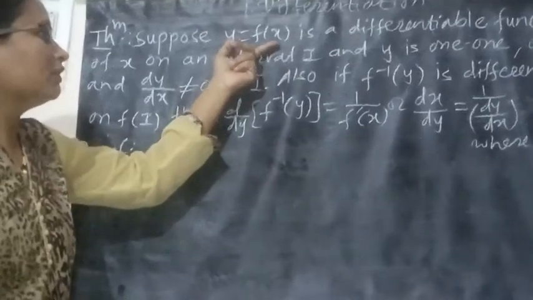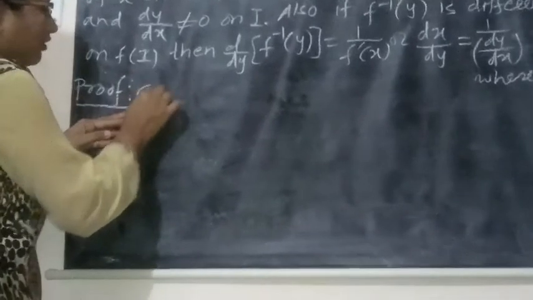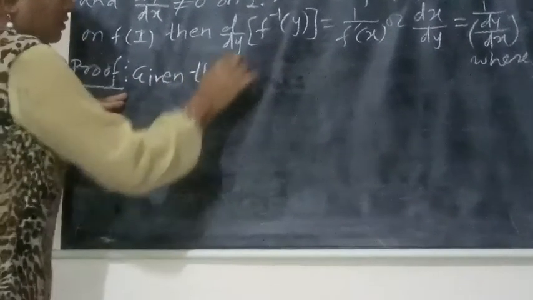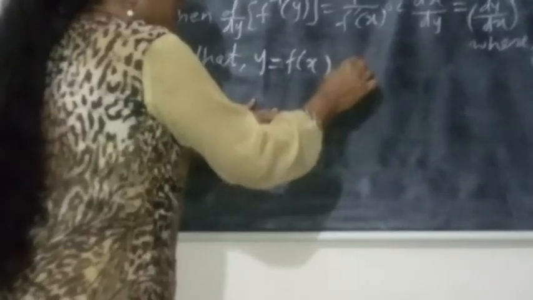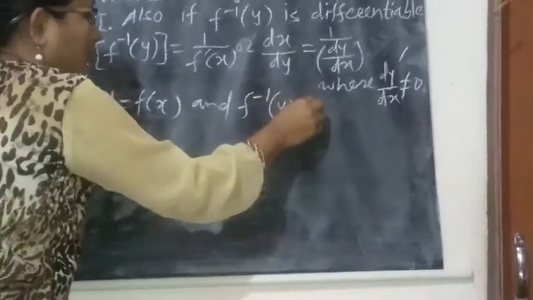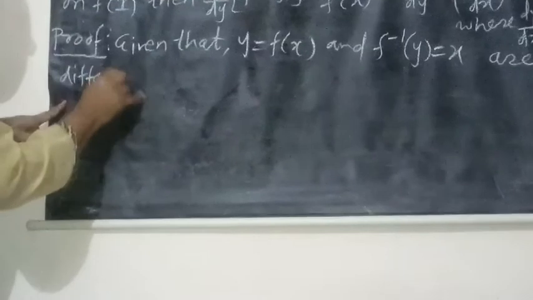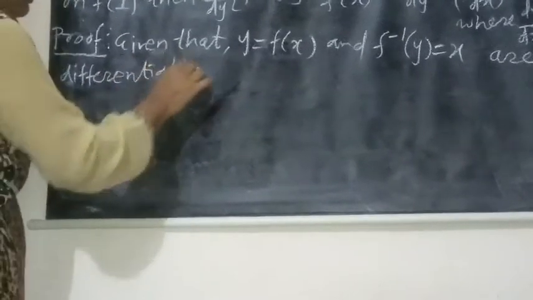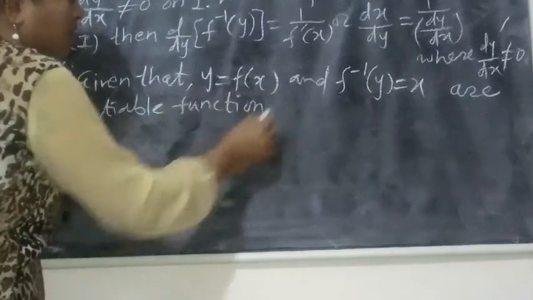So here we have y as a function in the x variable. So y is equal to f of x is a differentiable function. So we have to write here, given that y is equal to f of x and we have to take the inverse. f inverse of y is equal to x, or x is equal to f inverse of y, are differentiable functions of x.